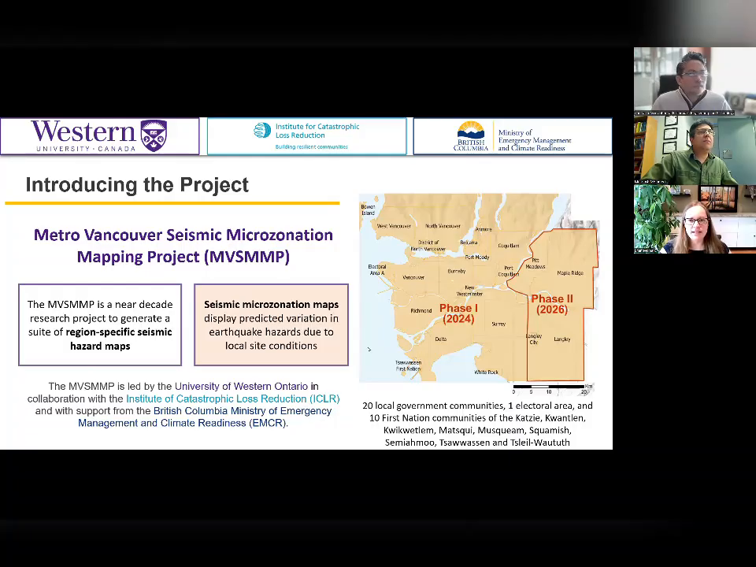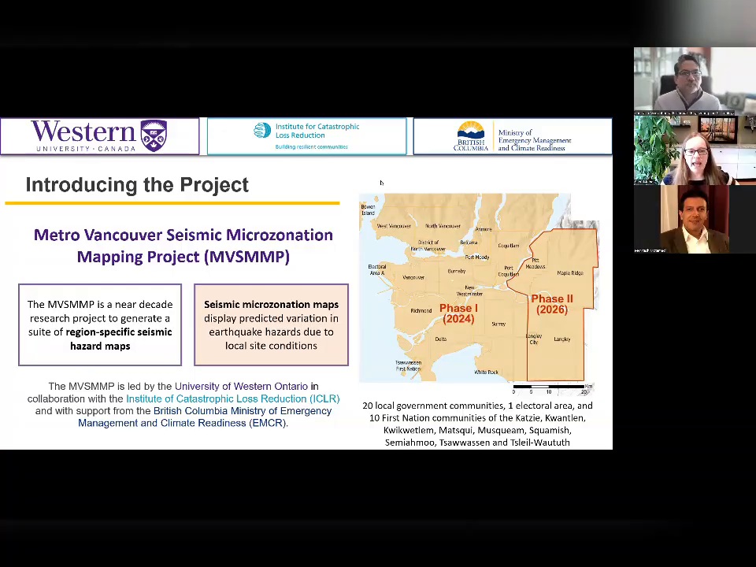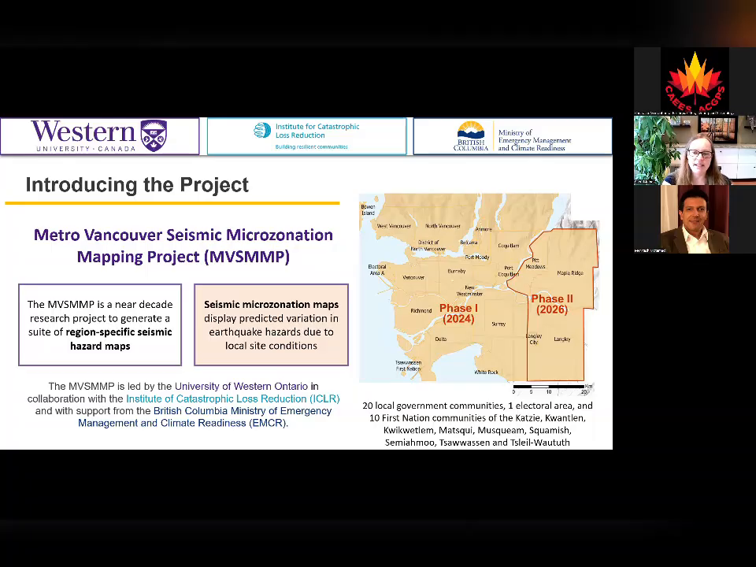Our project is a near-decade project that's been going on since 2017. The goal is to generate a suite of region-specific seismic hazard maps, particular to Metro Vancouver. There's been a phased approach to the inclusion of the communities in Metro Vancouver. In 2017 and 2018 into 2019, we were only focused on the Western communities. And now closer to the end of the project into 2026, we're working on the most eastern communities of Metro Vancouver.